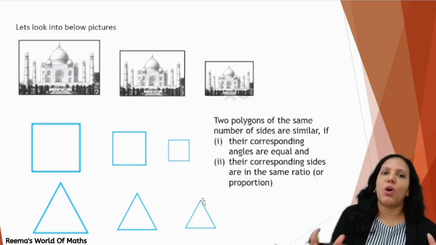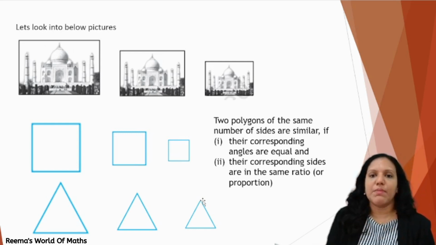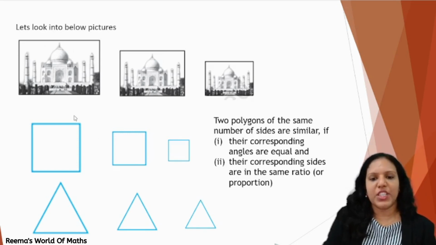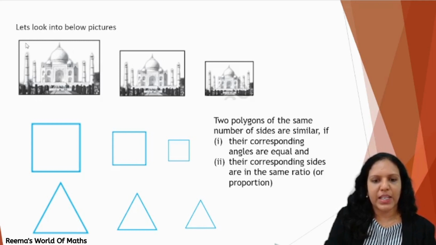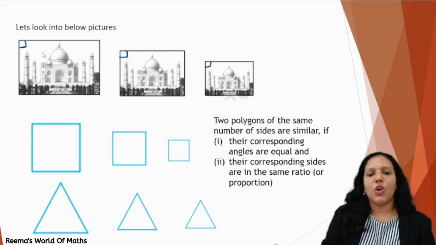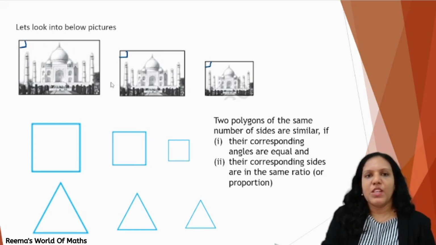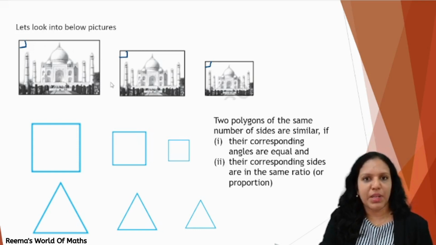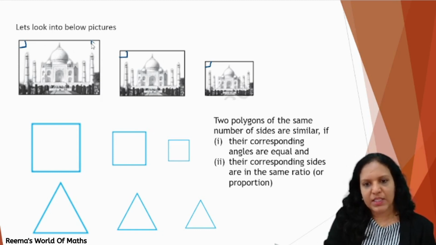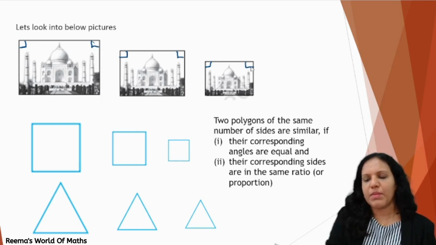How can we say two polygons or two figures are similar? The corresponding angles need to be equal. Let's see the picture of the Taj Mahal. We can see the corresponding angle: this angle in the bigger, first picture, this is the corresponding angle in the next, and this is the corresponding angle in the last. All these angles are equal. So for two figures to be similar, the corresponding angles need to be equal. If we take the other corresponding angle on this side, it will be here. We can say all these are similar.